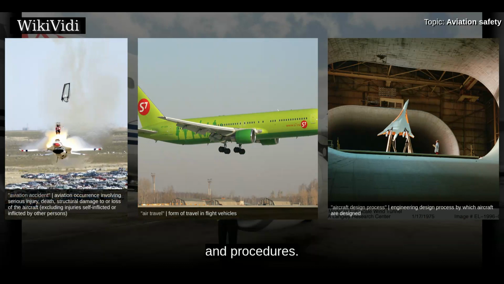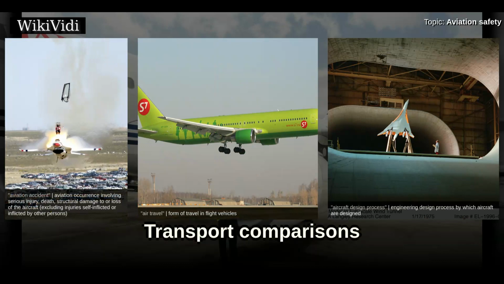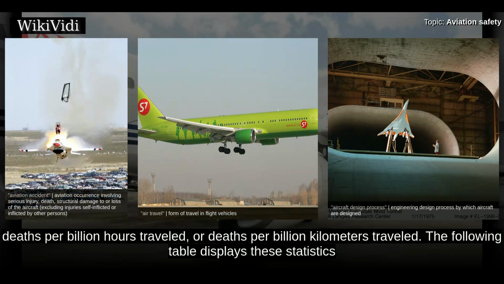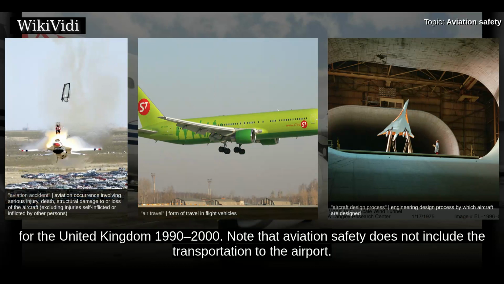procedures. Transport comparisons. There are three main ways in which risk of fatality of a certain mode of travel can be measured: deaths per billion typical journeys taken, deaths per billion hours traveled, or deaths per billion kilometers traveled. The following table displays these statistics. For the United Kingdom, 1990, 2000. Note that aviation safety does not include the transportation to the airport.